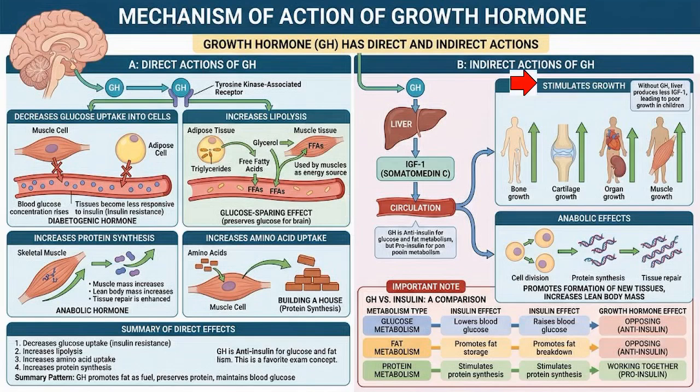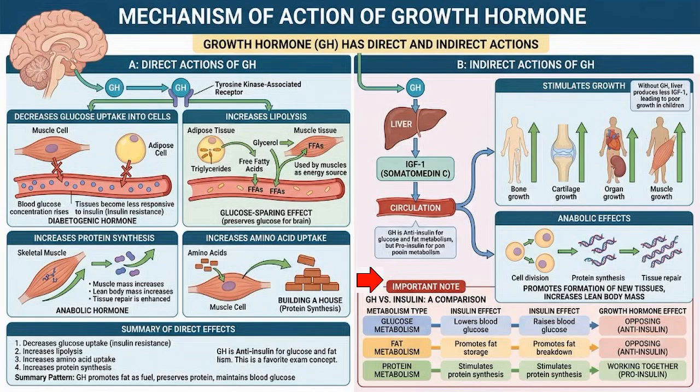Stimulates growth. IGF-1 is responsible for bone growth, cartilage growth, organ growth, muscle growth. This is why children with GH deficiency grow poorly. Without GH, the liver produces less IGF-1, and normal growth cannot occur. Anabolic effects. IGF-1 also stimulates cell division, protein synthesis, tissue repair. Overall, it promotes the formation of new tissues and increases lean body mass.